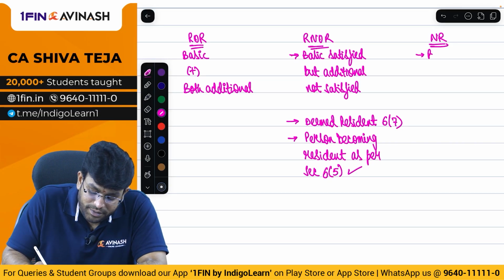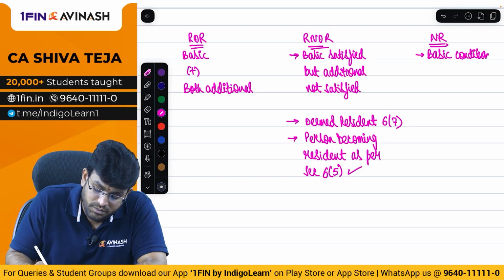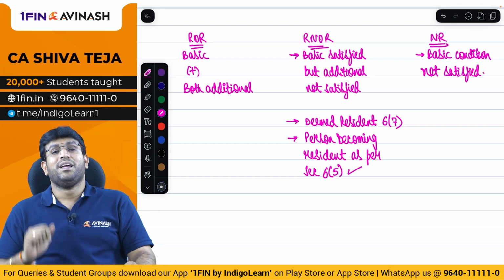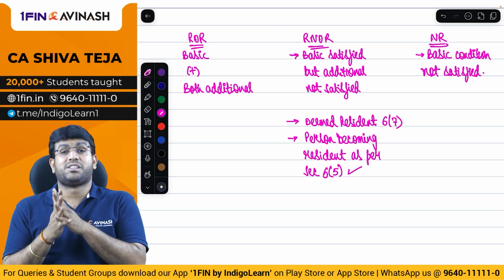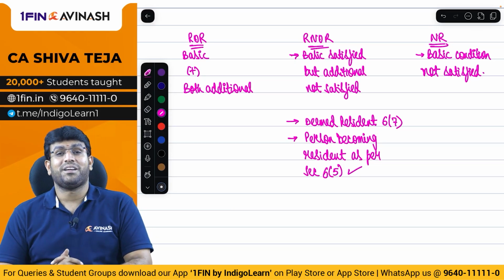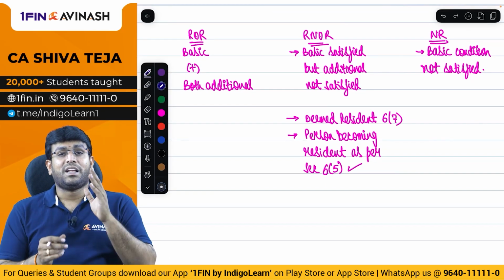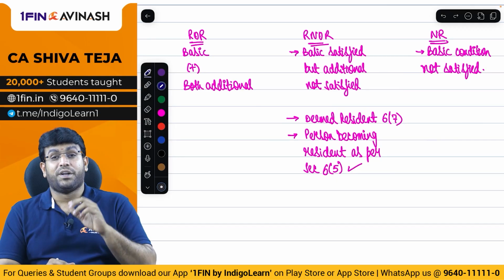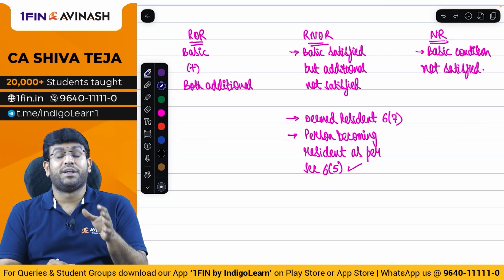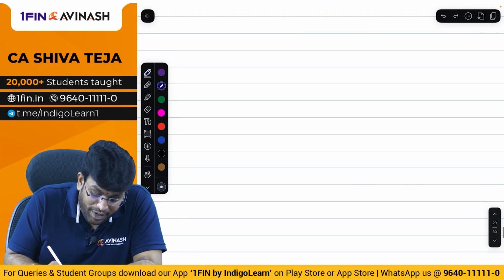Non-resident, when do we call it? Basic condition not satisfied. That is the story, guys. This is the concept of residential status of an individual, but clarity of thought and perfection is very much required. Are we all clear? Done. Let's proceed. So friends, we have clearly understood the concept of residential status of an individual, wherein we have a classification between ROR, RNOR and NR. Now let me talk about HUF as well.